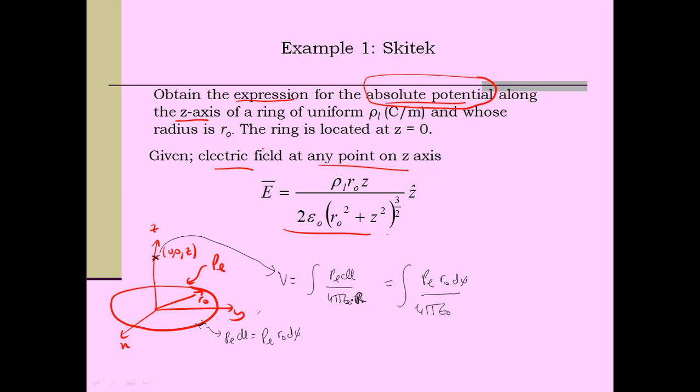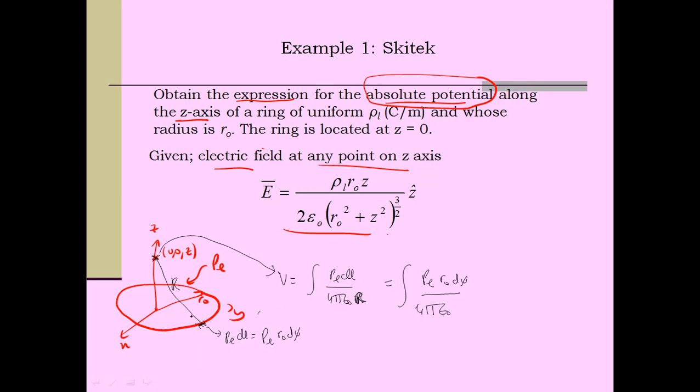R is the distance from this element, your charge dq, to the point of interest. Sorry, that should be a straight line. I apologize, I made a mistake. So that should be the point of interest, from rho L dl. R is basically a distance, the distance from the charge rho L dl to your (0, 0, z), the point of interest.